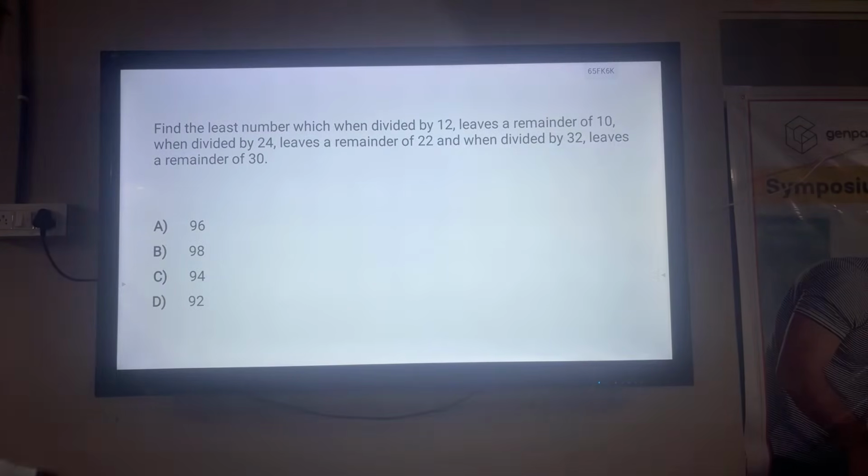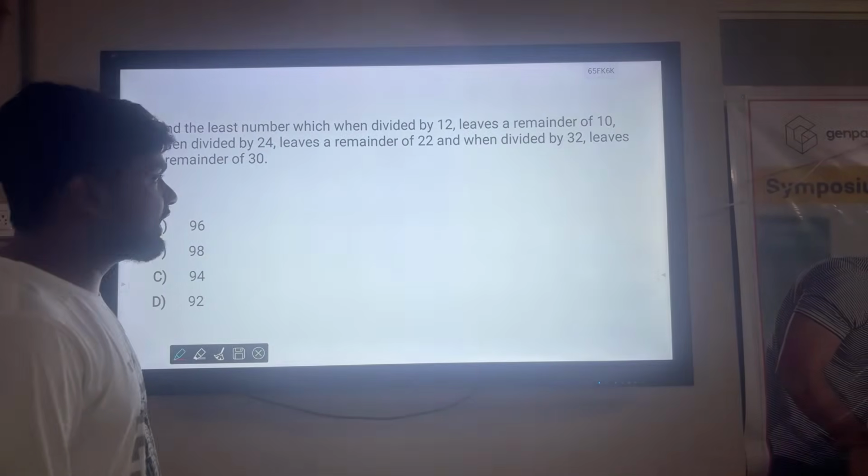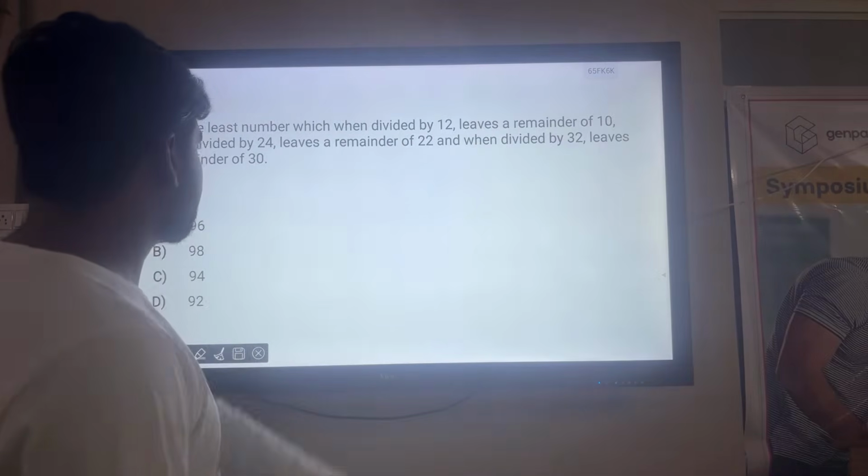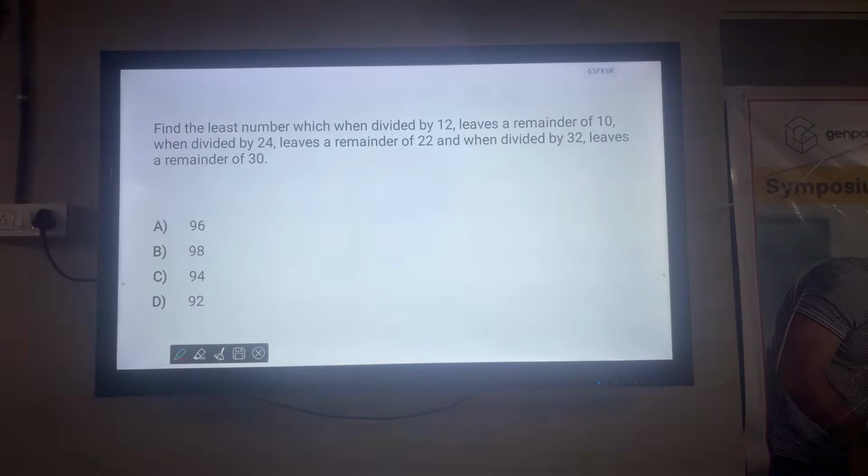Find the least number which, when divided by 12, leaves remainder 10. When divided by 24, leaves remainder 22. And when divided by 32, leaves remainder 30. So you have to get the least number.